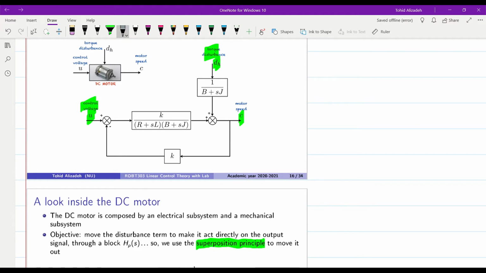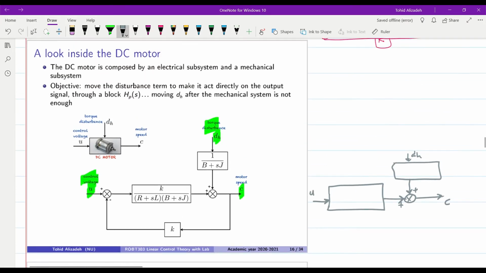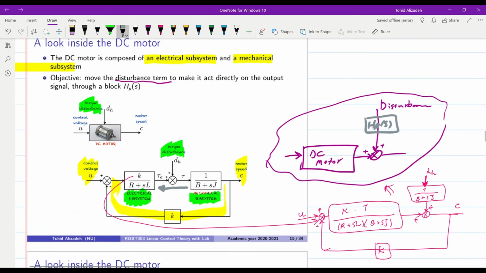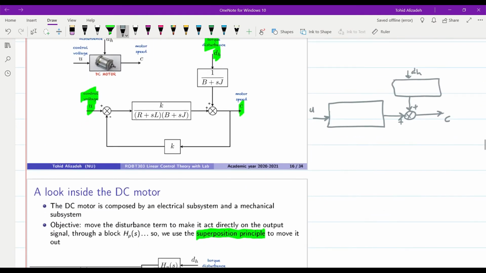So if we do so, we are supposed to end up with something like this that I'm going to draw. So we will have U with some transfer function and dH with some other transfer function, and they will give us the actual output. And once we have this, it will be in the desired format that we are looking for.